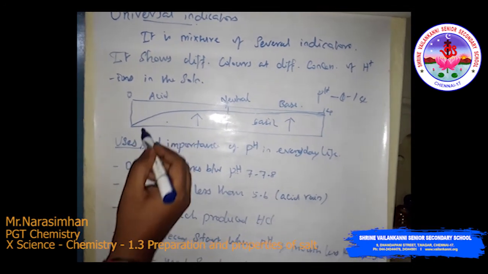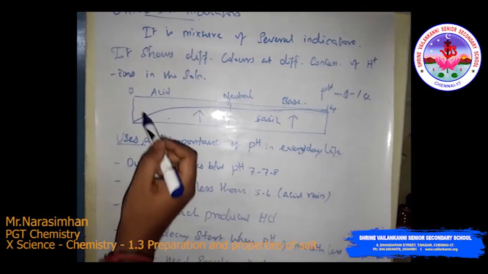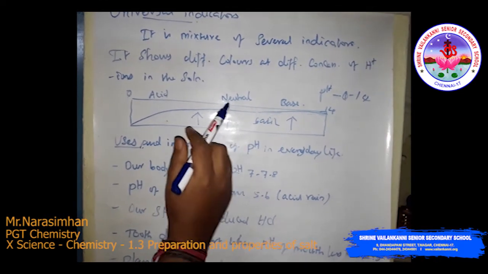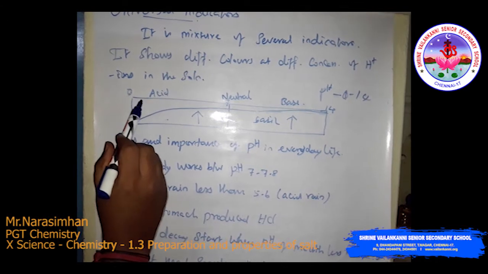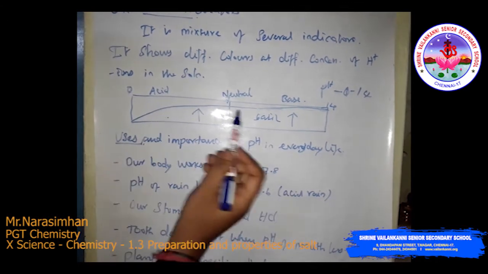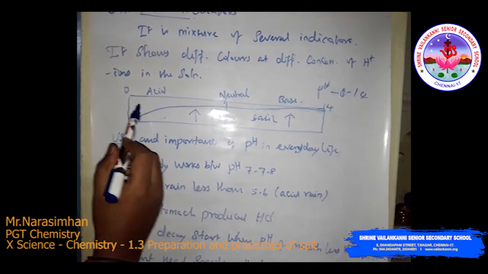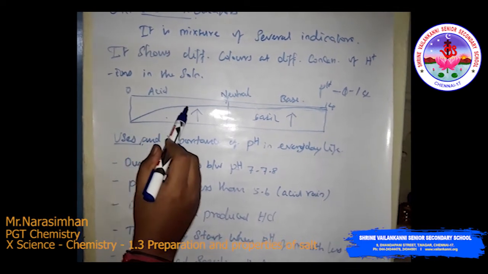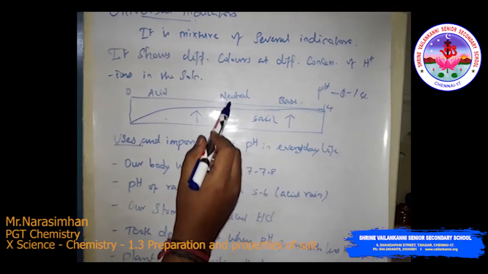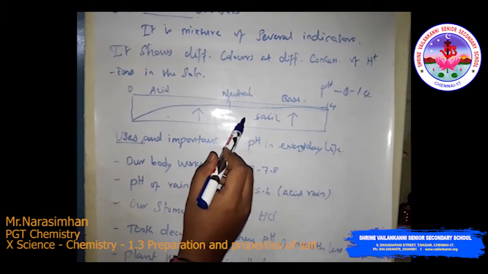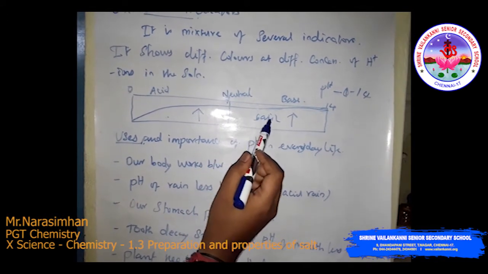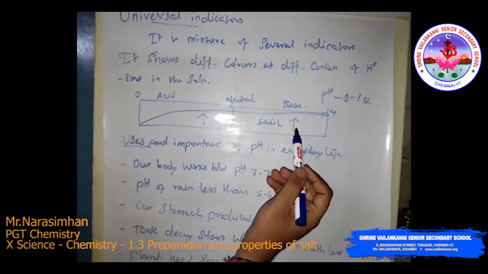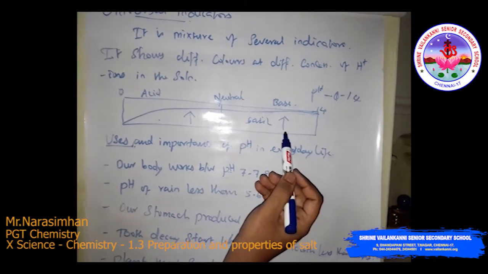The textbook gives colors from red to violet. Neutral is yellow. The intensity of the red color decreases from dark, and the acidic range also decreases. Then it attains yellow in color. After that, the intensity increases from yellow to blue and violet. That indicates basic nature.